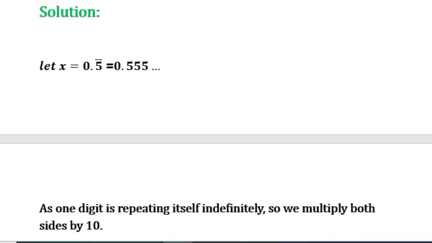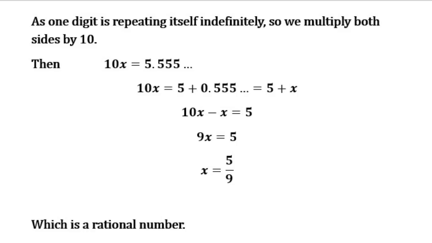After multiplying by 10 we get 10x equal to 5.555 and so on. By solving, we get 10x equal to 5 plus 0.555 and so on. This 0.555 is x, as we supposed earlier. So this becomes 10x equal to 5 plus x. By taking x to the left hand side, we get 10x minus x is equal to 5. We get 9x equal to 5. From here we get x equal to 5 by 9, which is a rational number.